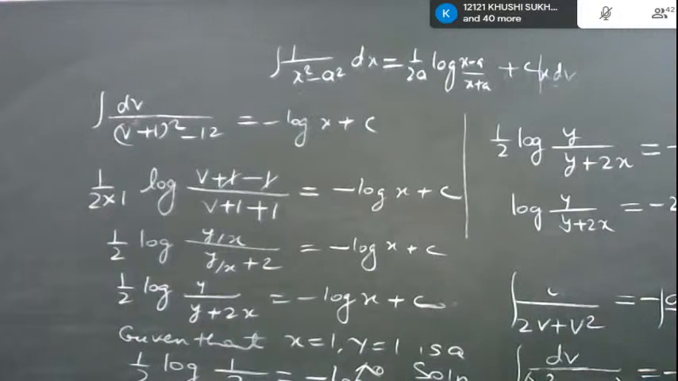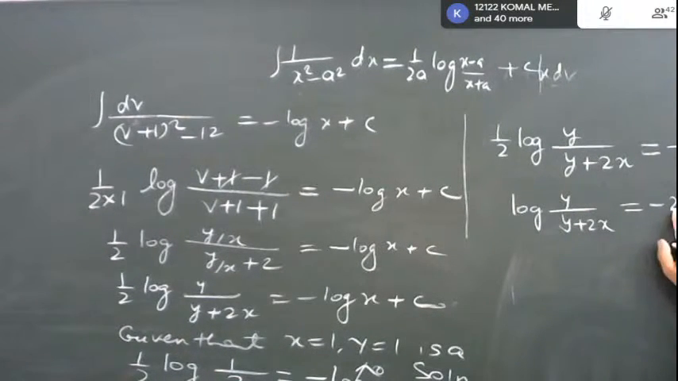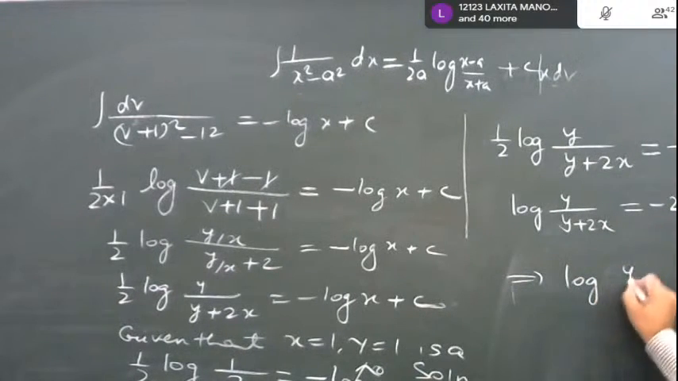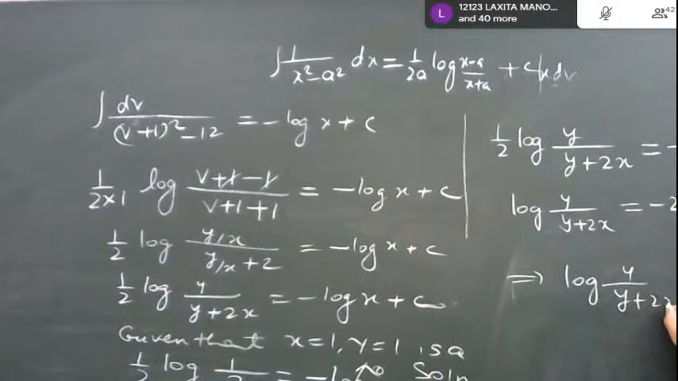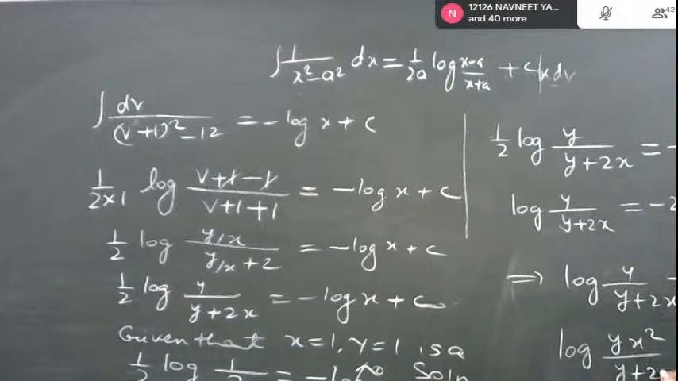If you want to simplify more, you can merge these two logs. This is log x square, and log y upon y plus 2x plus log x square equal to log 1 by 3. Log a plus log b is log ab. So log y x square upon y plus 2x equal to log 1 by 3.